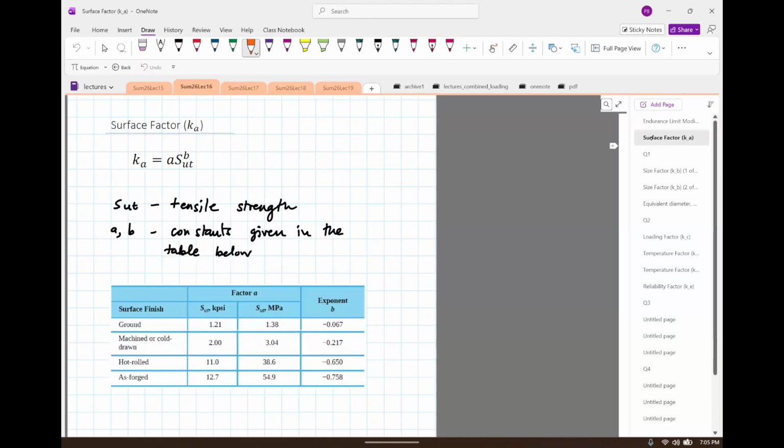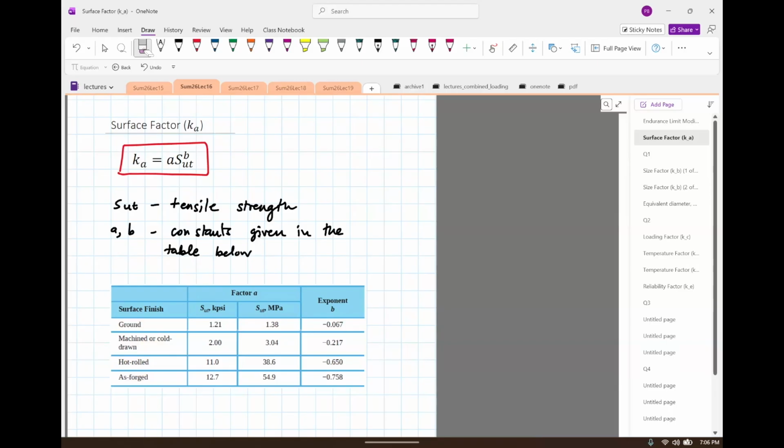The first one is known as the surface factor. This factor depends on the finish. You can see that if you have ground finish, machined or cold drawn, hot rolled, or as forged, you will have different values for A and B, and those A and B are to be put in this formula, which involves the ultimate strength or tensile strength, and you get the factor Ka. So given the surface finish, you can find Ka. That's what it boils down to.